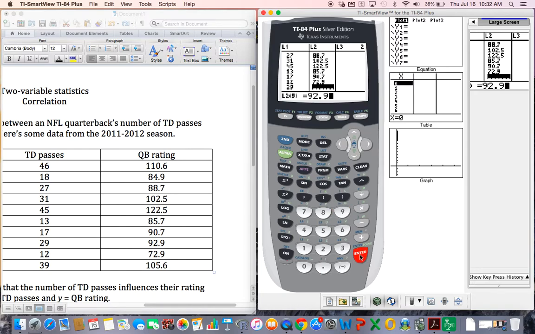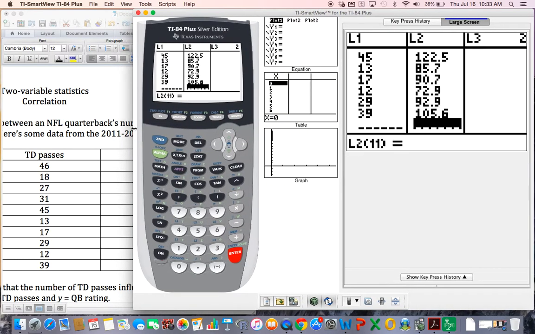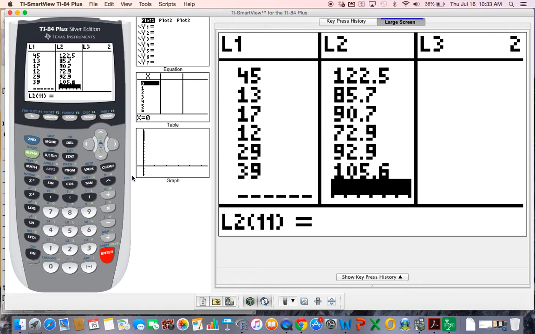So I made a mistake, and again, I did this on purpose just to show you that the Y values have to go with the X values that we put in. All right? So, guys, we've got our data in our calculator. That's cool. So I want to focus now on the scatter plot.